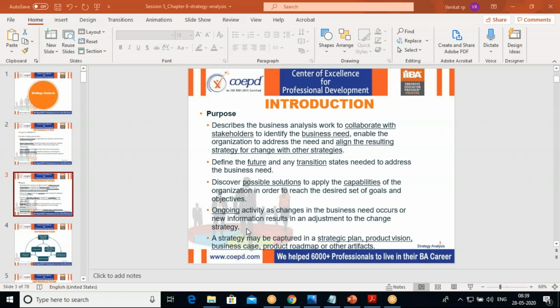Most of the time, when we start working on the change strategy, it keeps evolving and changing, because every time we work on a new element, we discover new things. Because of it, the change strategy may or should change. So we should understand that the change strategy we define now is not permanent. As time progresses in the cycle, we are going to change it as well. A strategy may be captured in a strategic plan, product vision, business case, product roadmap, and other artifacts. That means we are given some approach plans from which we come up with this strategy.